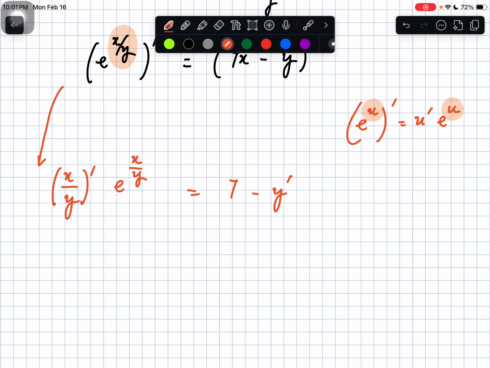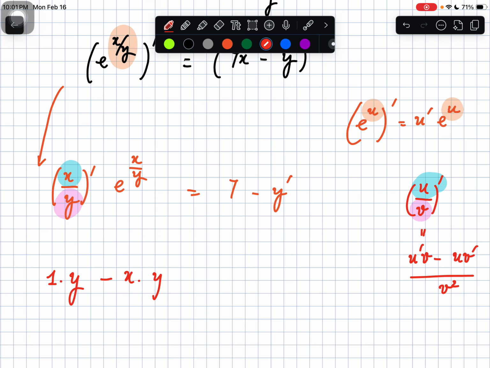(x over y) prime. u over v prime equals u prime v minus u v prime, over v squared. So you think of that as u is x and v is y. So you have u prime v, x prime equal to 1, times y, minus x times y prime, over y squared. The rest I just keep the same.